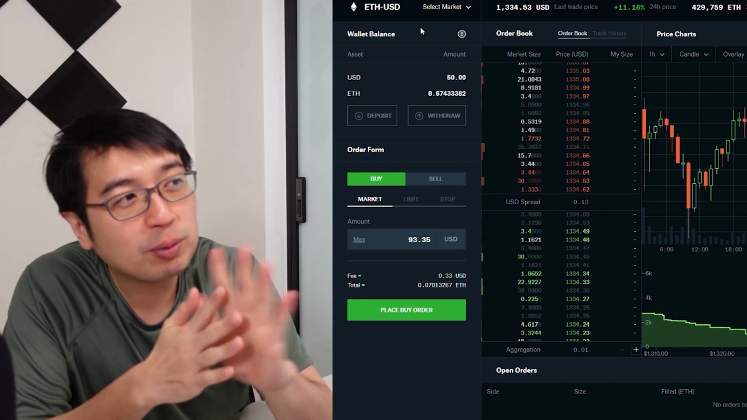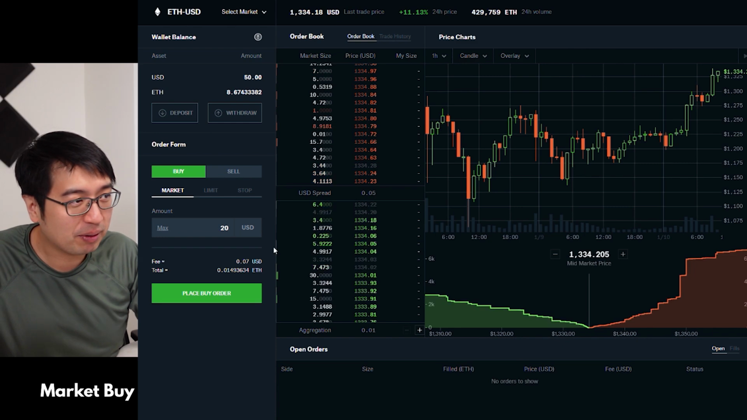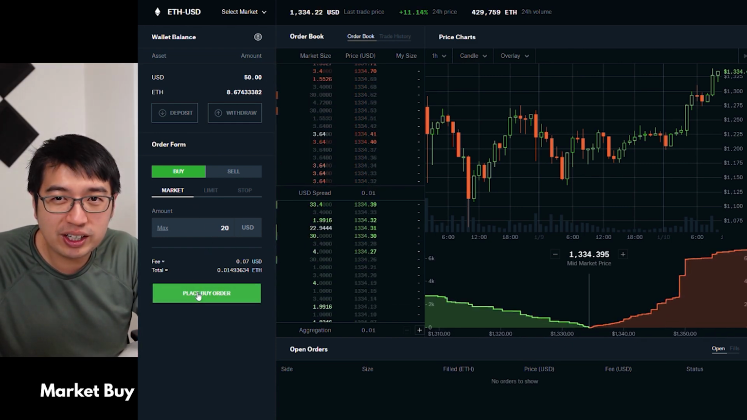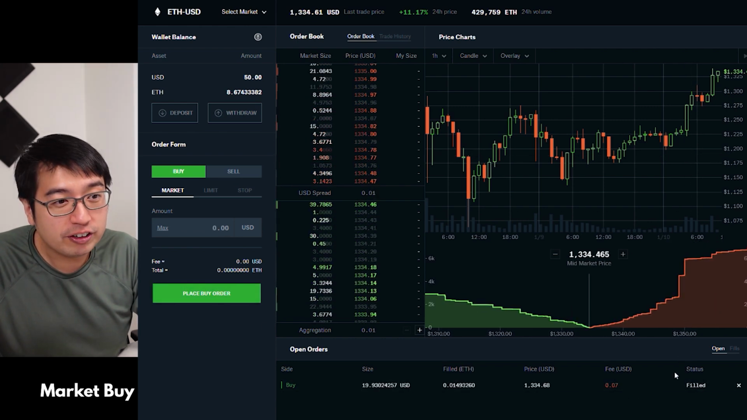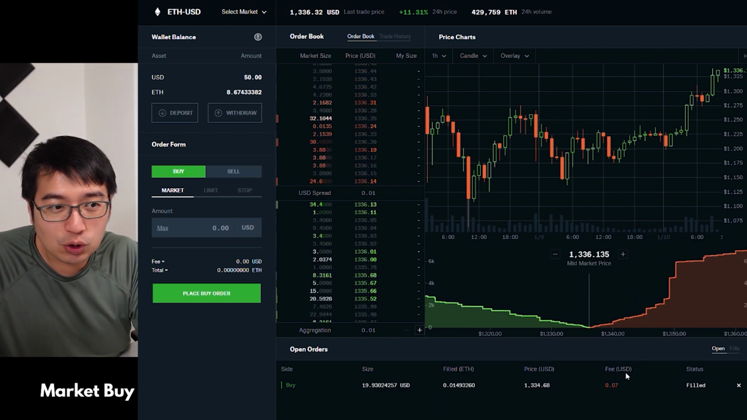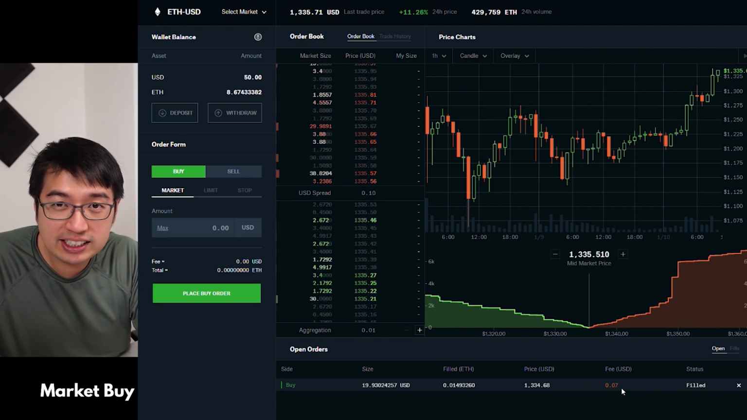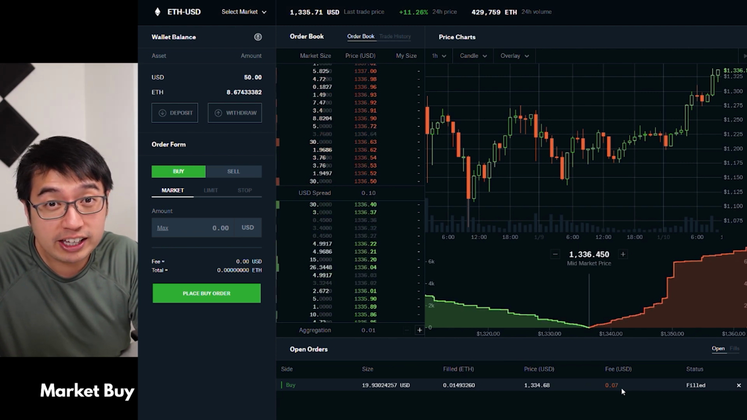So right now, I'm gonna buy $20 worth of Ethereum. So if I want to market buy Ethereum and I just want to buy $20, I'm just gonna market buy $20. And at the bottom here, you can see the order filled immediately, because when you do a market buy, that fills the orders immediately, and then it shows the fee. It cost me 7 cents in fees to market buy $20 worth of Ethereum.